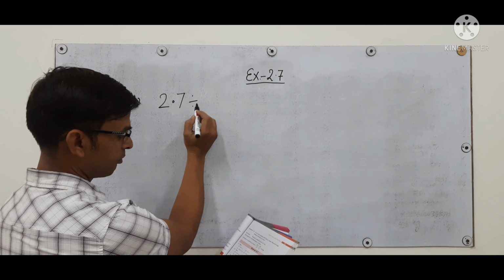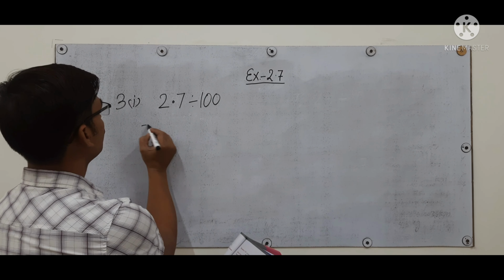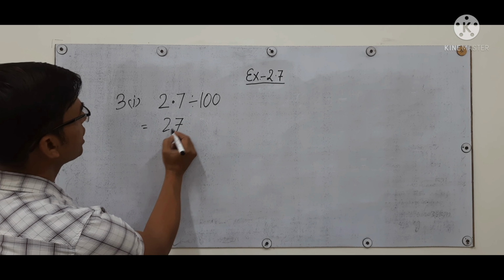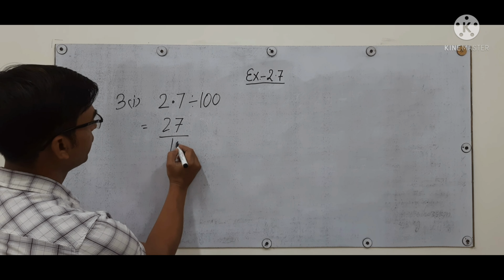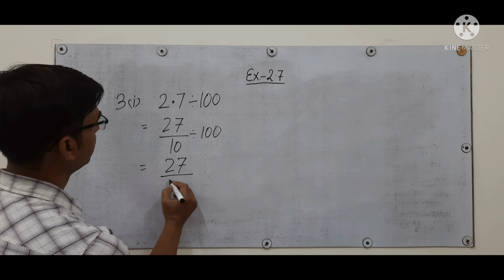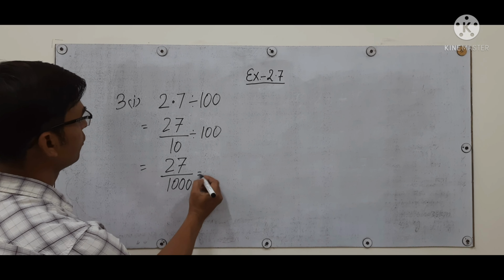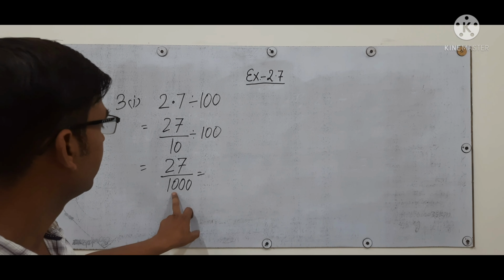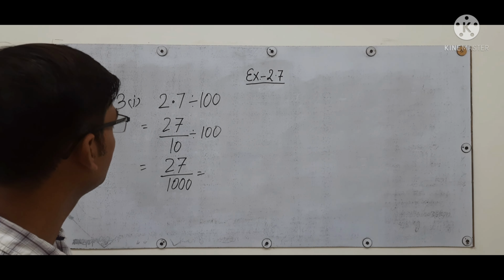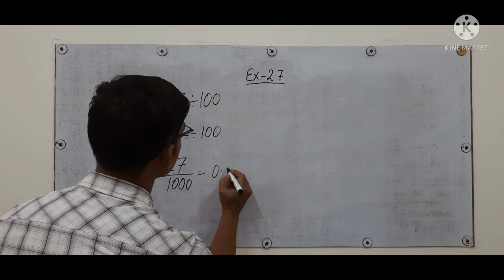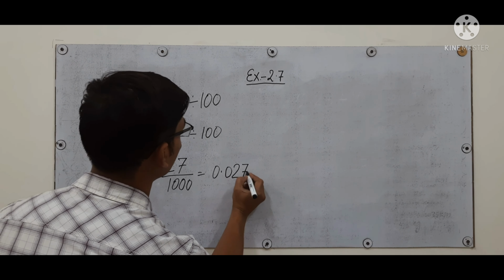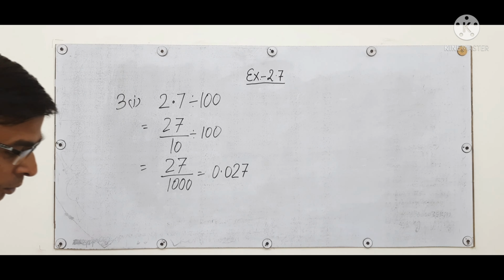Its first part is 2.7 divided by 100. So what will we do first? First of all we will replace its decimal. We will just put 27 upon 10 divided by 100, and it will be 27 upon 1000. So after how many digits will we put the decimal? Here there are 3 zeros, so after 3 digits, and in the numerator there are only 2 digits, so we will first put a decimal, then 0, and then 27. In this way we can easily solve it.